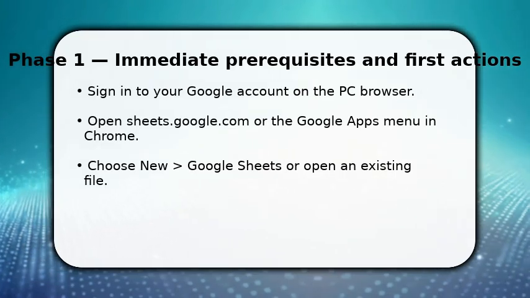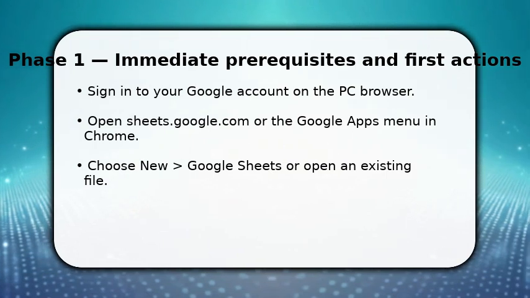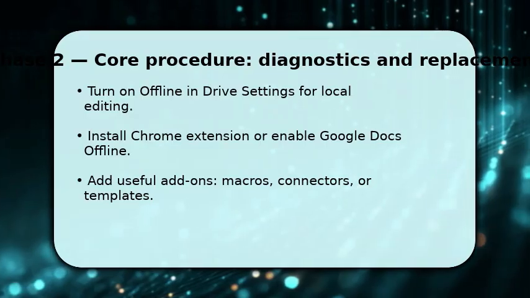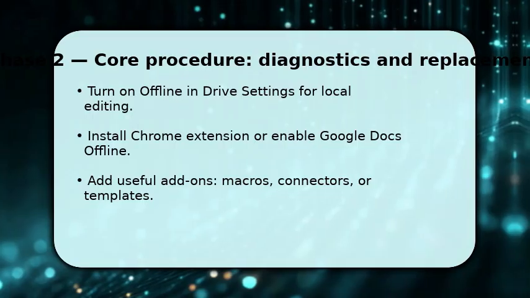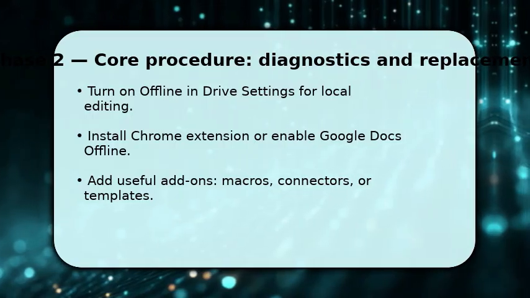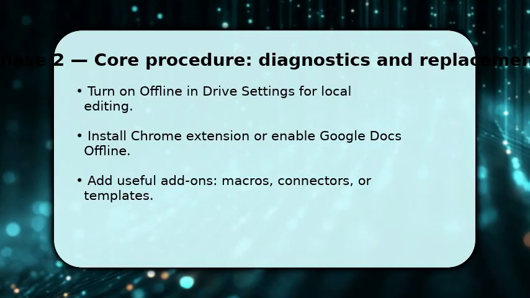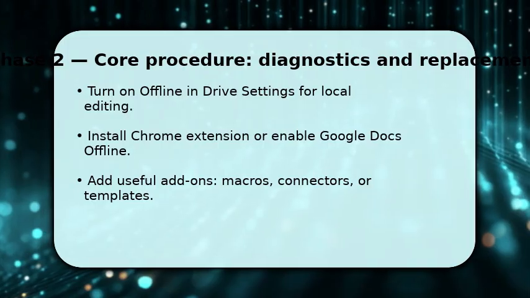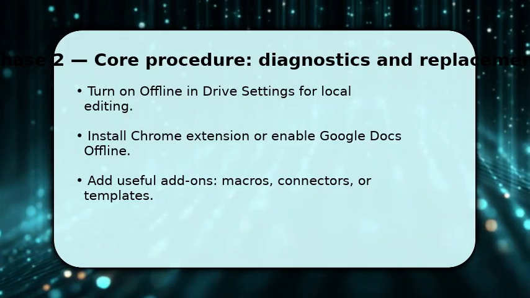Next, we'll set up offline access and extensions so you can work faster and safer. Once done with opening Sheets, enable offline access in Google Drive settings so you can edit without a network. This syncs changes when you reconnect. Install the Google Docs offline Chrome extension if prompted, and make sure Sheets shows the offline icon. Then add any add-ons you need: templates for budgeting, connectors for CSV imports, or macros for repetitive tasks.